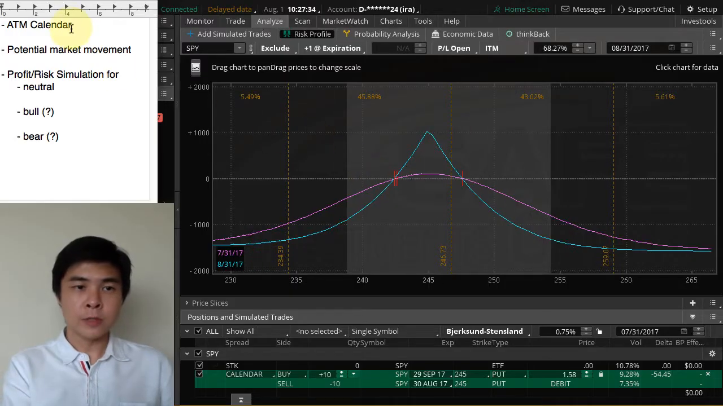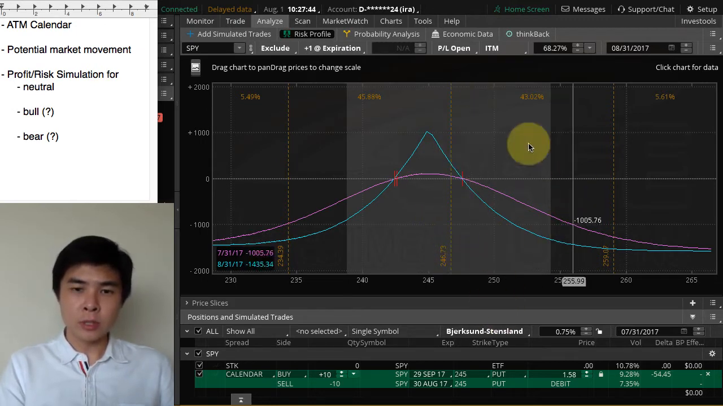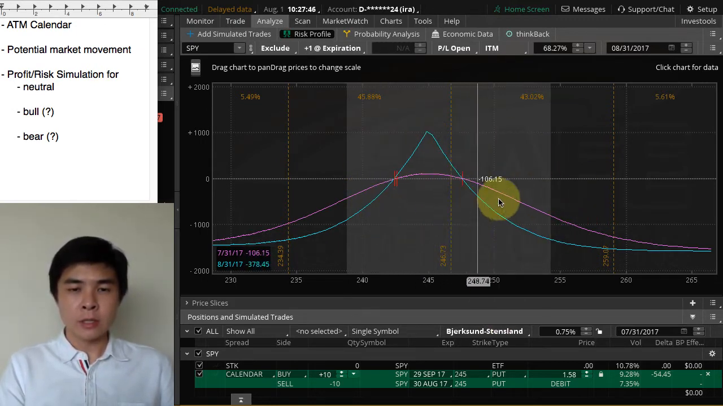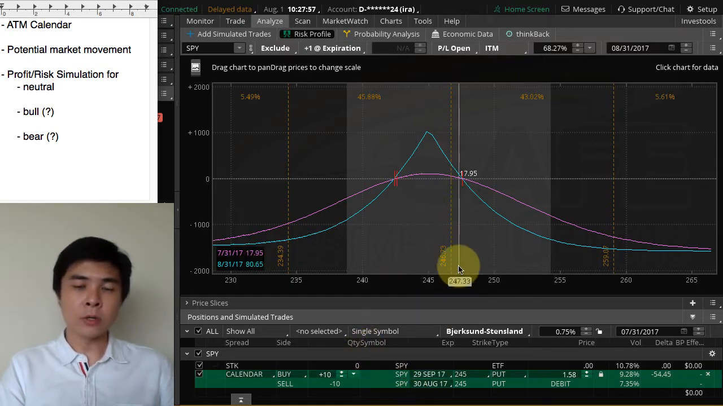I will talk first about the at-the-money calendar spread, the potential market movement, and the profit and risk regarding this trade. So this is how a calendar spread looks, right? It looks like a butterfly as well, and this is a 30 days trade. All right, so let's get started on how to enter such a simulation to backtest our trade.